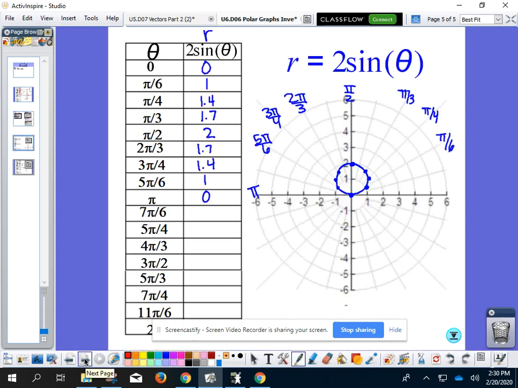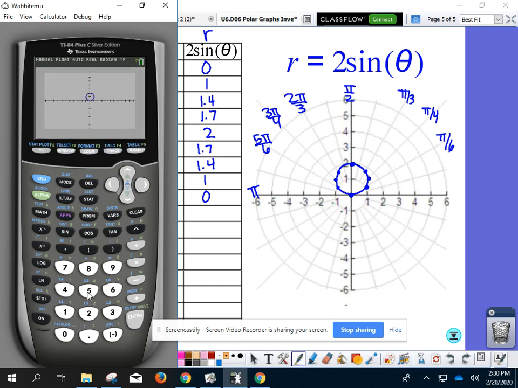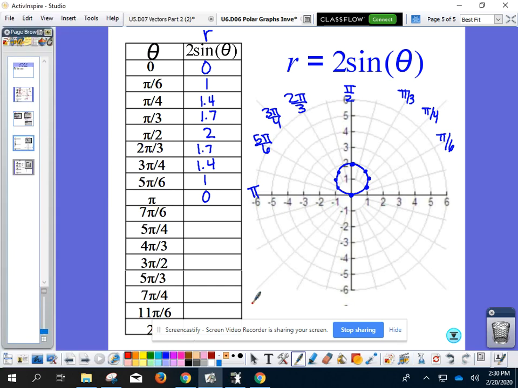And here it is. Again, we started this one at 0. And once I got back to 0, I knew I was finished with my picture. I confirmed it on the calculator. I can look at this 2 sine of theta. I would hit zoom square again, number 5. And I'm seeing that circular picture pop up. And these are the approximations that you should have had for the graph as well.